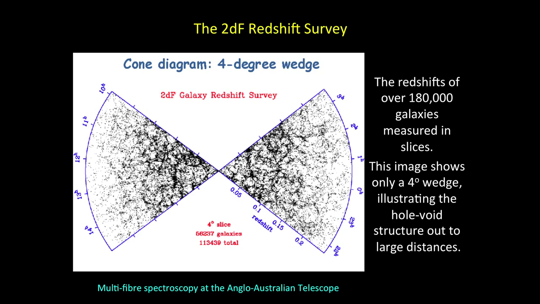Here's what happens when we go further out. Going five times further out, you'll see that this hole and void structure persists out as far as we can see the universe at the present day. So it's something which has got to be explained.